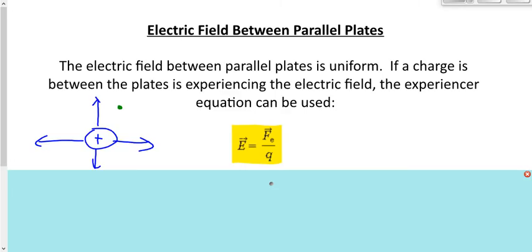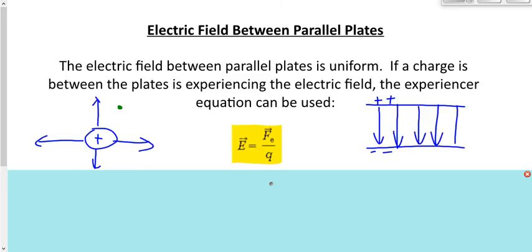Now let's draw our uniform field. Let's make it a top plate positive, bottom plate negative, field points downward. I'm allowed to use that same equation with a uniform field as well, as long as I have something experiencing the field. So in other words, nothing changes. When you've got an experiencer, you use the experiencer equation, regardless of whether you've got the old field that we learned about last week or the new field, this uniform field that we just learned about a few minutes ago. Still use this equation.